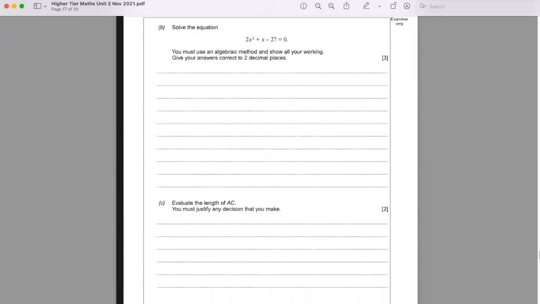So that's the proof there. Solve the equation 2x squared plus x minus 27 equals 0. You must use an algebraic method and show all your working. Give your answer correct to 2 decimal places. Now, if you think about quadratic equations, sometimes when you solve it, you have to factorize. But when they say 2 decimal places, you kind of know immediately this is to do with the quadratic formula. It always comes up in the calculator paper, so get prepared. If you're doing the exam in 2 weeks' time, it would definitely be in your maths exam. It will never come in numeracy. It's a maths only topic.